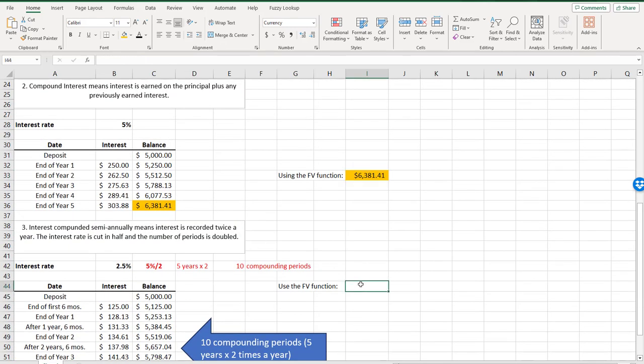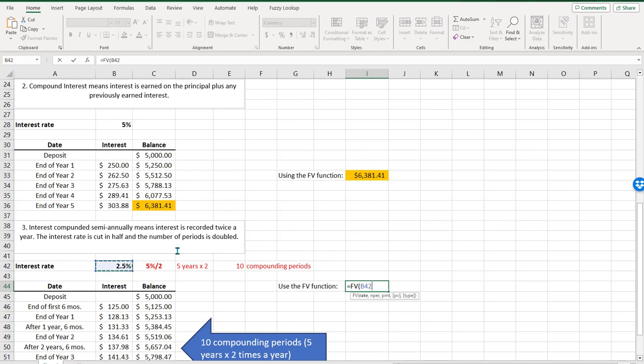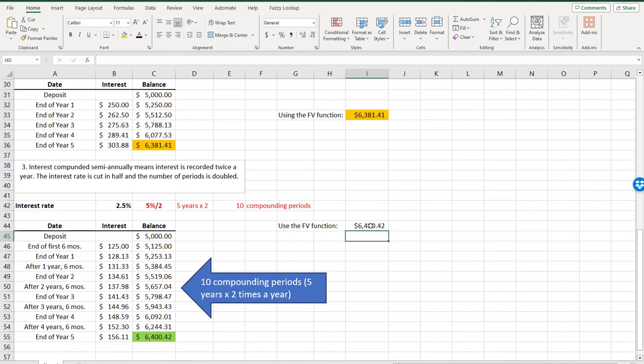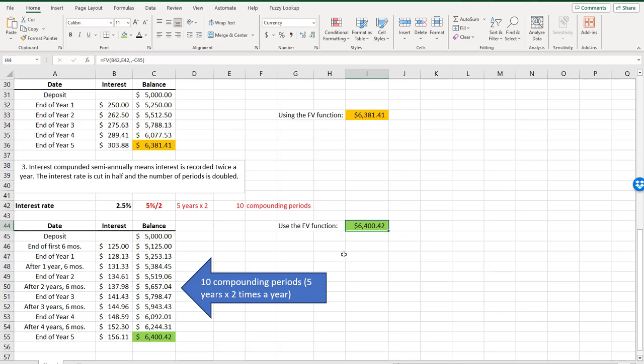Now, let's use the future value function if we have interest compounded semi-annually. So we're going to do equals future value again. Our rate is 2.5%, or you could put 5% divided by 2 in there. That's okay also. Our number of periods now is 10. Again, no payment because payment is an annuity. This is only one payment, and our present value is $5,000. So again, we have 6,442, same amount that we had before, much faster.